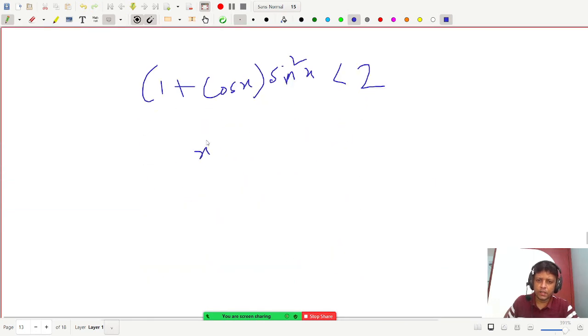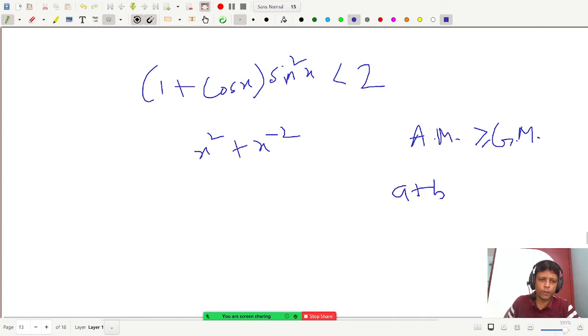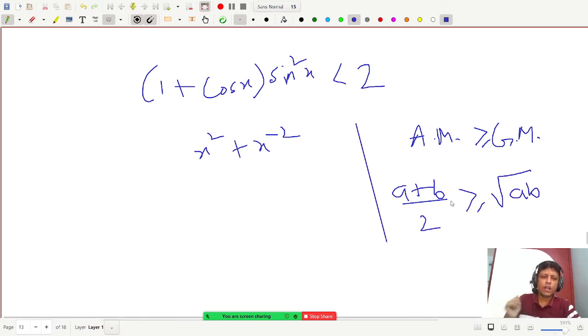Now your RHS is x square plus x to the power minus 2. I will apply arithmetic mean greater than or equal to geometric mean here. What is arithmetic mean? Arithmetic mean of two numbers will be (a plus b) by 2 and geometric mean will be root over ab. So arithmetic mean is always greater than or equal to geometric mean.